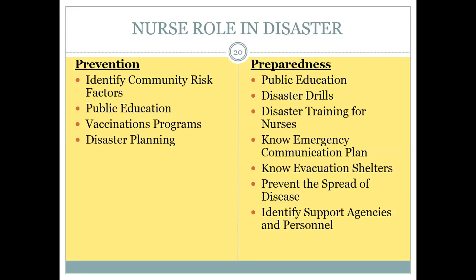Roles of nursing in a disaster. Okay, prevention should be to identify the community risk factors. Public education is a must. Pre-vaccine programs should be prepared and disaster planning must be done. Preparedness should include public education, disaster drills, training of nurses, knowing the emergency communication plan, evacuation plans, and identifying the support agencies and personnel.